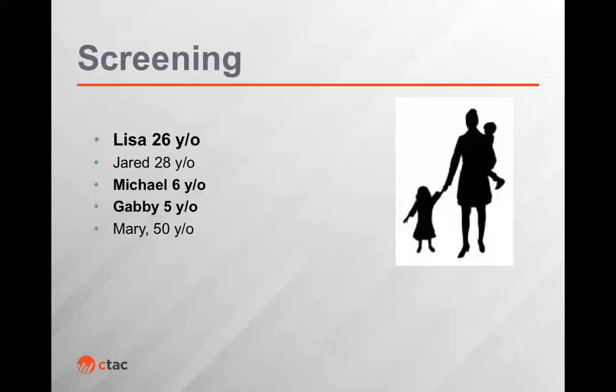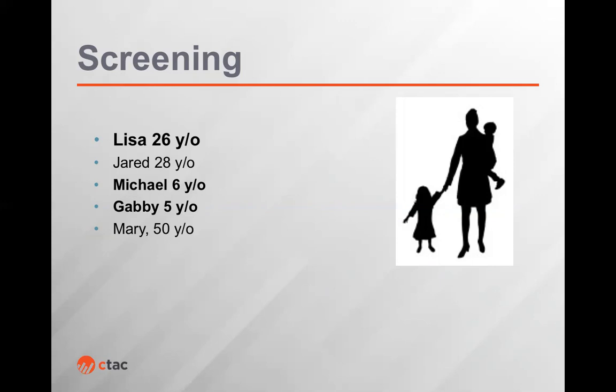But I don't want to talk about this in such an abstract way. I want to bring a picture. So I present to you the hypothetical vignette. This is not a real family, of Lisa. And just imagine Lisa, she's 26 years old. Her partner is Jared, he's 28. And she has two sweet little kids, 6-year-old Michael and 5-year-old Gabby. And she also has her mom that she's playing a really big role in taking care of, who's 50.